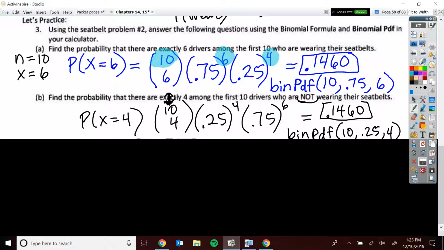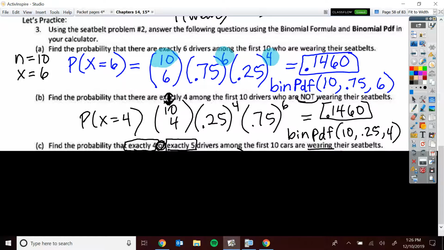Now, you might write them differently when you write the formula, and you would. You would go 10 choose 4 successes, 0.25 is what you were looking for, and there are 4 of those, 0.75, and there are 6 of those, and so on. So isn't that interesting? So quote unquote, the success, or what you're looking for, is the not wearing the seatbelt ones. And it comes out to the same answer.